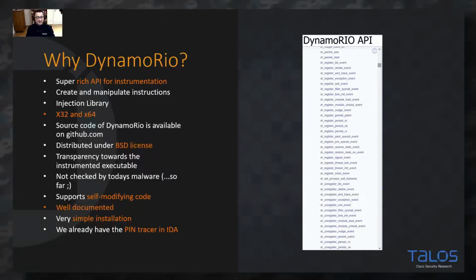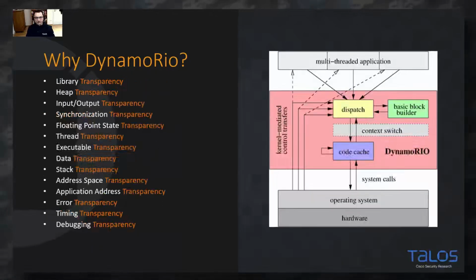The installation is also super simple. You just have to unpack a zip file and that's it. So it has a lot of advantages, and as we already have a Pin tracer inside of IDA, I don't want to reinvent the wheel again, so I picked DynamoRio for this implementation. DynamoRio is around for at least 10 years, I would say. It's pretty stable and again coming with a lot of features.